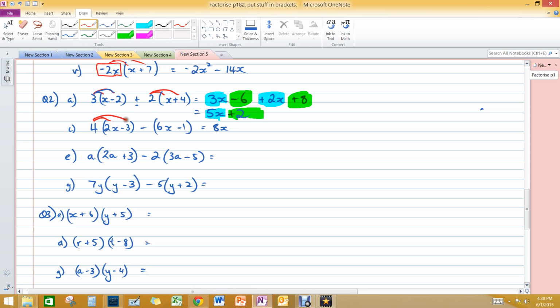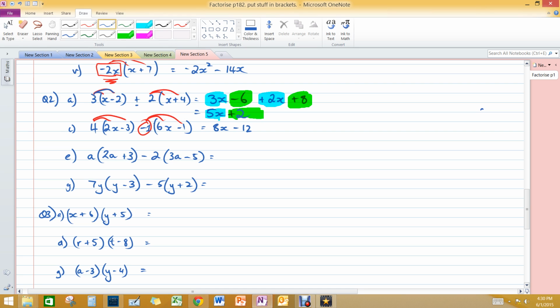4 times negative 3. 4 3s are 12. It's a negative, so it's going to be negative 12. Okay, now this is the tricky bit. This minus, just like before when we had this negative 2 up here, that minus applies to both things inside that bracket. So it's going to be minus 1, because we know there's actually a 1 there. We always just don't write the 1, but there is a 1 there.